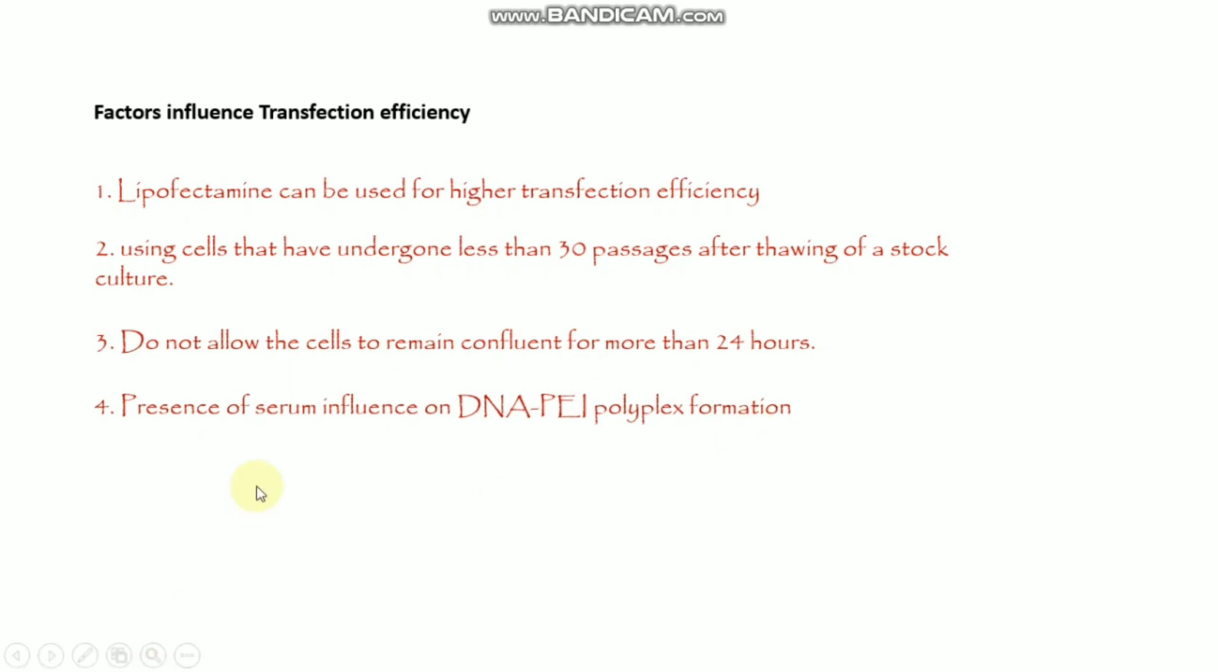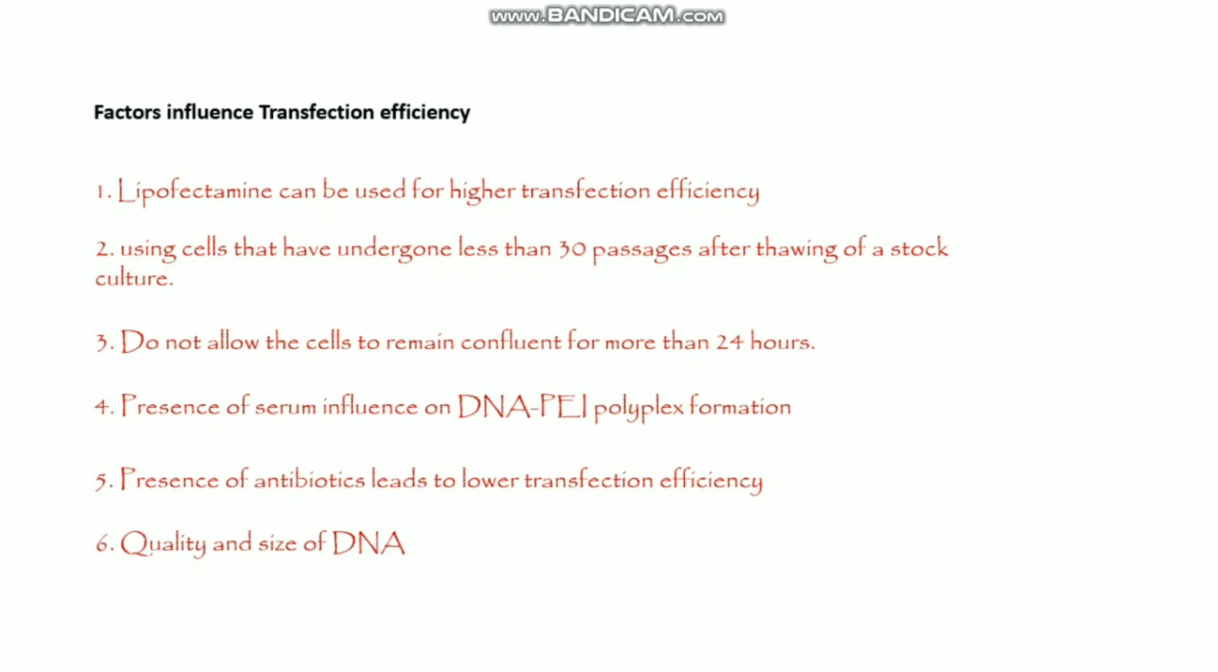And also the presence of serum influences DNA PEI polyplex formation, so you have to make sure that no serum is present. The presence of antibiotics also leads to lower transfection efficiency, so make sure your dish contains no antibiotic. And the quality and size of the DNA: if the DNA or plasmid is very big in size, it may lower the transfection efficiency. Also the quality of the DNA, you have to check plasmid purification, everything thoroughly.